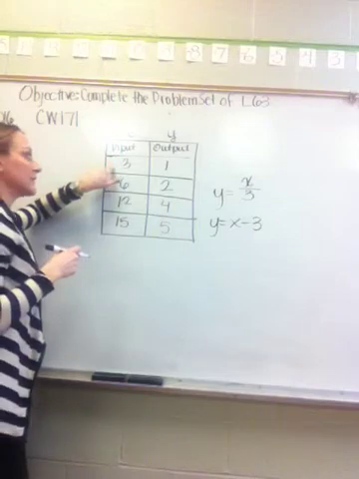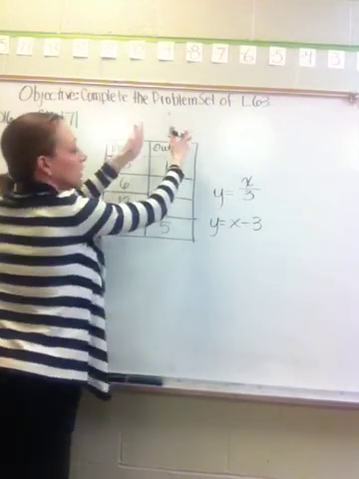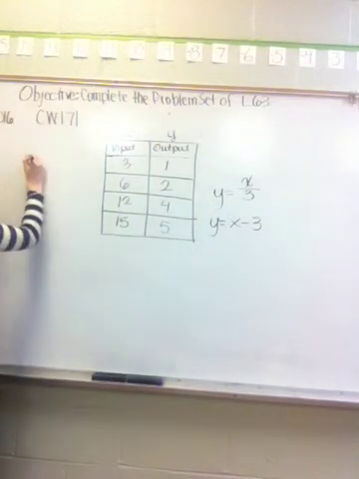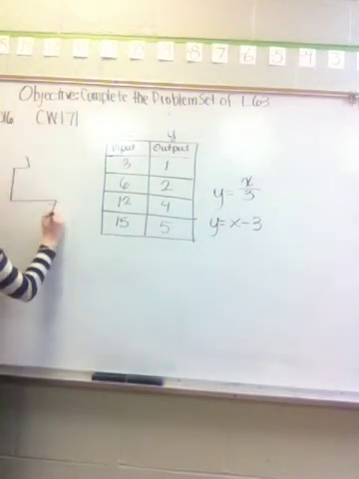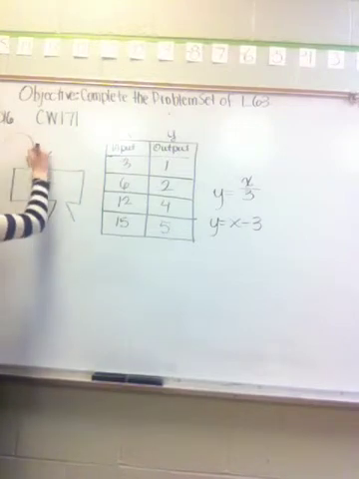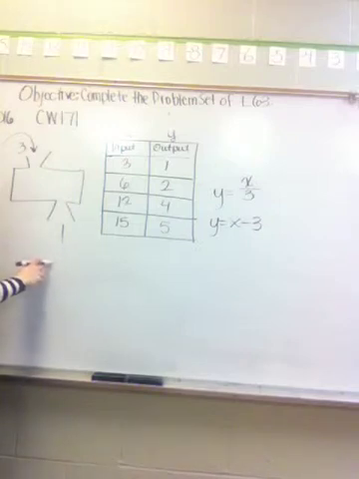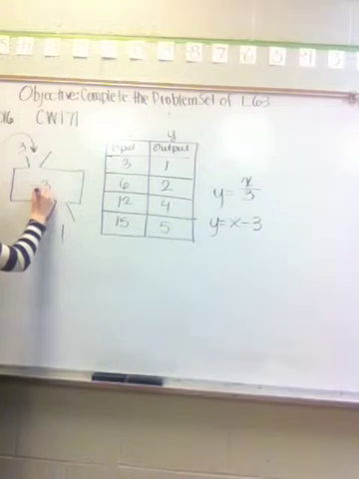How do I get from left to right? You're always going from your input. What do I do to get my output? This is like the function machine. Okay? I put in a 3, I get out a 1. How did I get that? 3 divided by 3. All right, let's try it for 6.